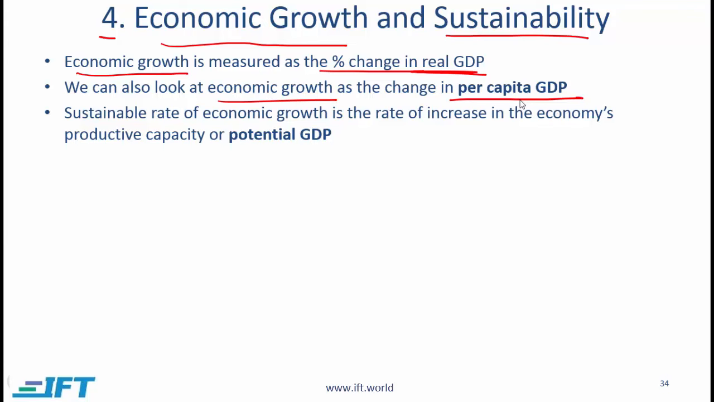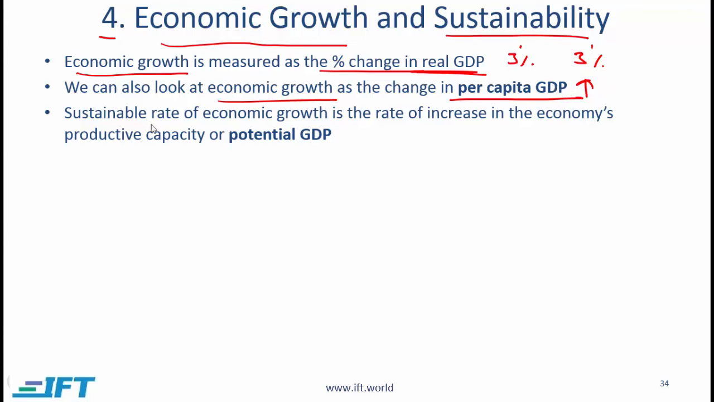This is a good measure because it tells us whether an economy is getting better or not, whether the standard of living is improving or not. If GDP is up by 3% but the population is up by the same amount, then the income per capita or GDP per capita is not changing. On the other hand, if the GDP is increasing at a faster rate relative to the population, then the per capita GDP will be going up, which means that on average, people are better off.